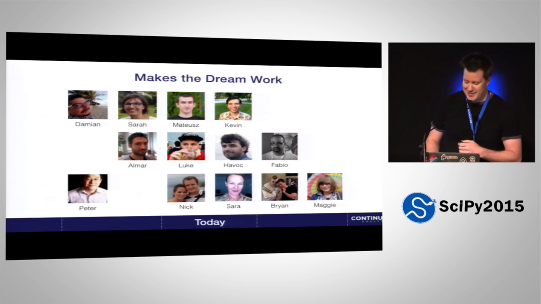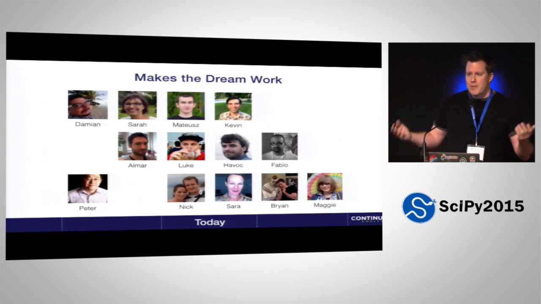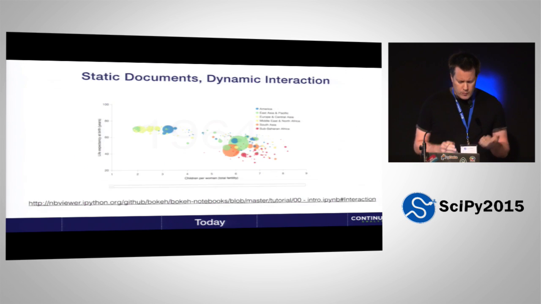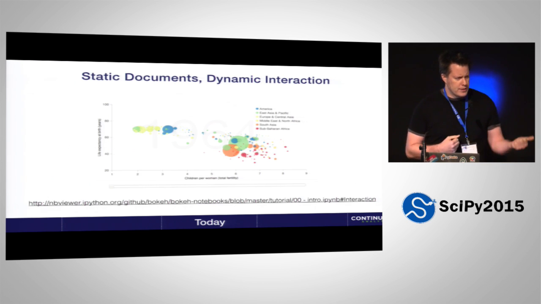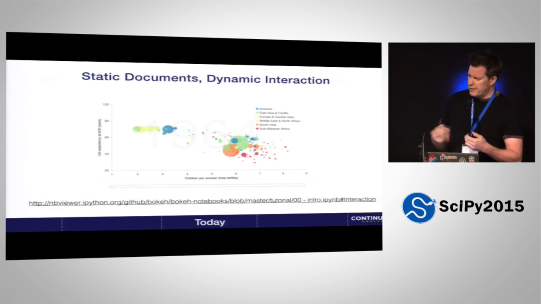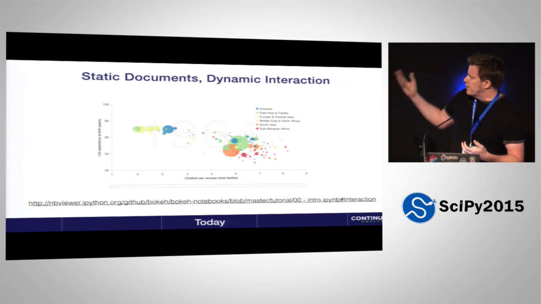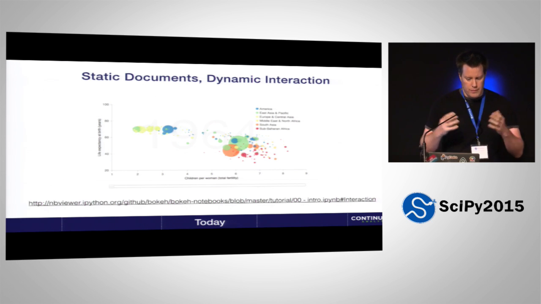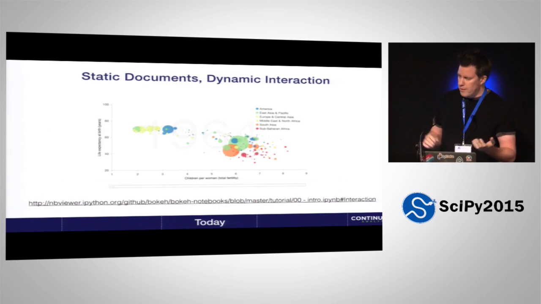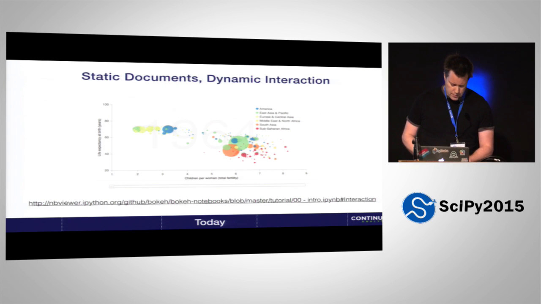But anyway, what are some things that we can do today? One thing that's really important is this idea of static documents but dynamic interaction. This is something that Sarah Bird put together. It's a recreation of Hans Rosling's demo from, I think, a TED Talk many years ago, showing mortality versus the birth rate. And this is actually something you can do in Bokeh.